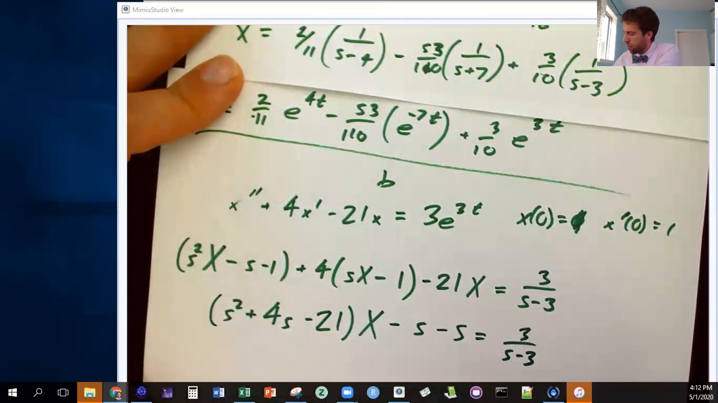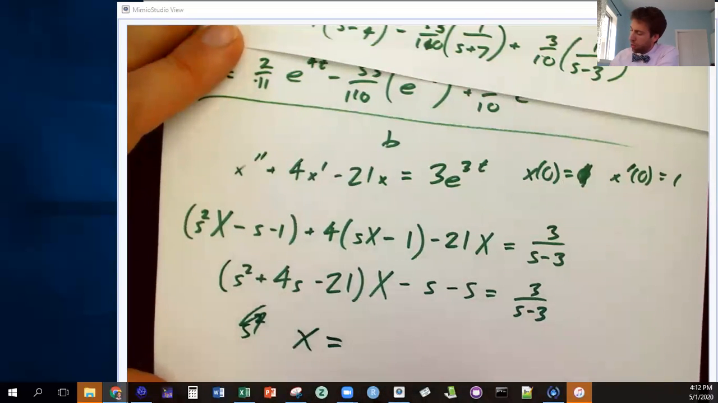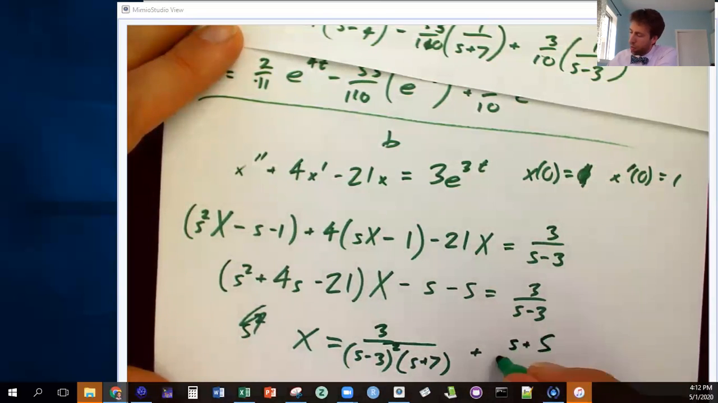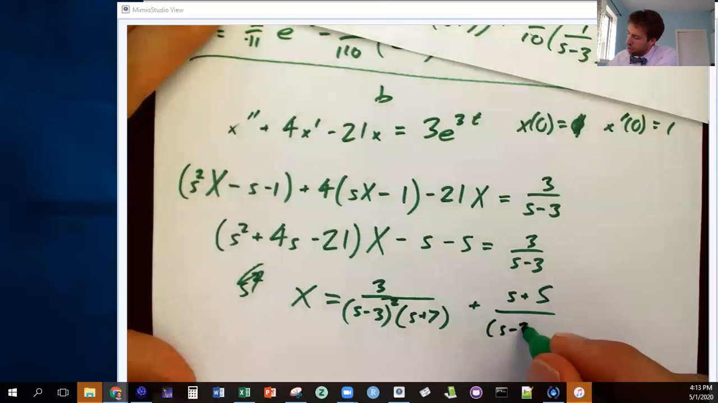Okay, so that means that s squared, let's just do two algebraic steps at once. So X equals 3 over s minus 3, and then divide by this, but I'll factor it. Divided by that is s minus 3 times s plus 7, and then plus these I moved over, s plus 5. I think it's okay I did that two steps at once thing. And then I've got s minus 3, s plus 7.